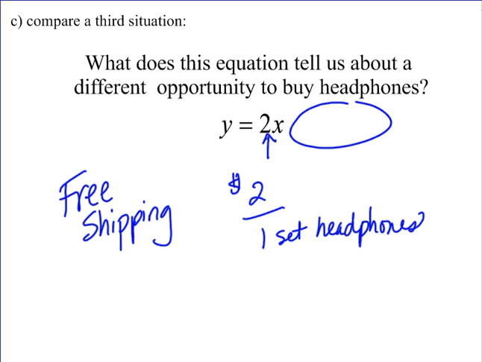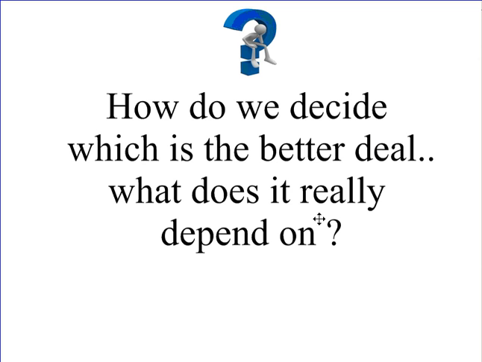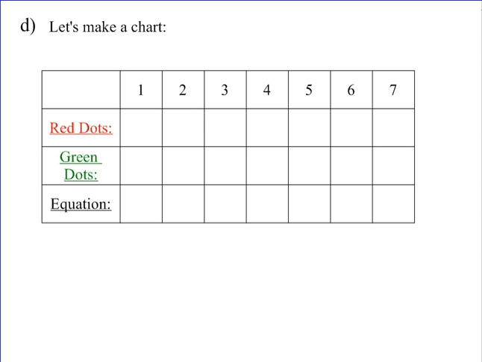So now we have some more information so that we can compare. Let's put all the information in a table so we can decide which is a better deal. And what does it really depend on? Well, I think we notice it really depends on how many we choose to buy. So let's make a chart to do that. If we stay with the red dot company, which we said our equation was 1x plus 5, let's substitute these values in for x and find out what the y would end up being.